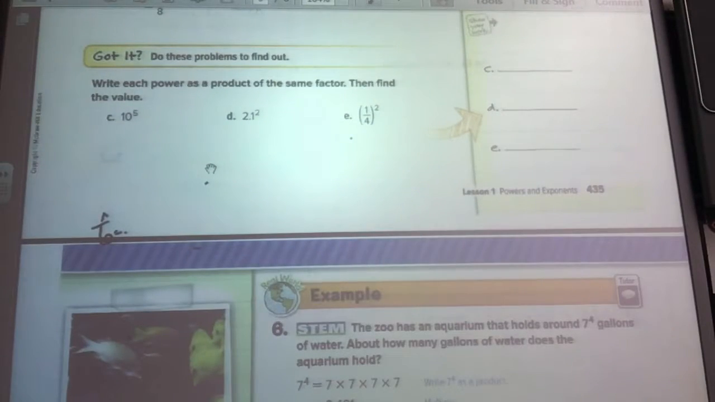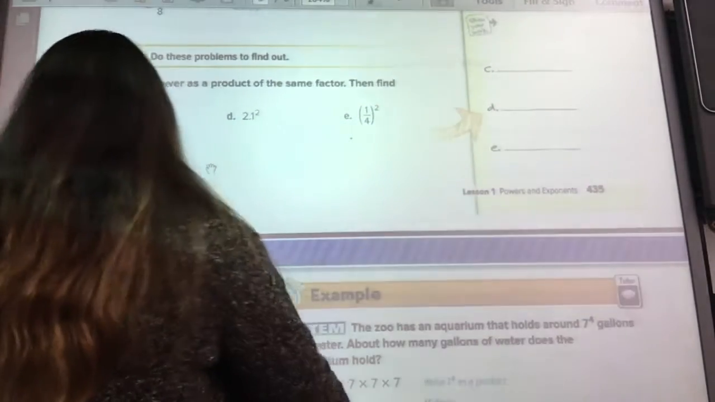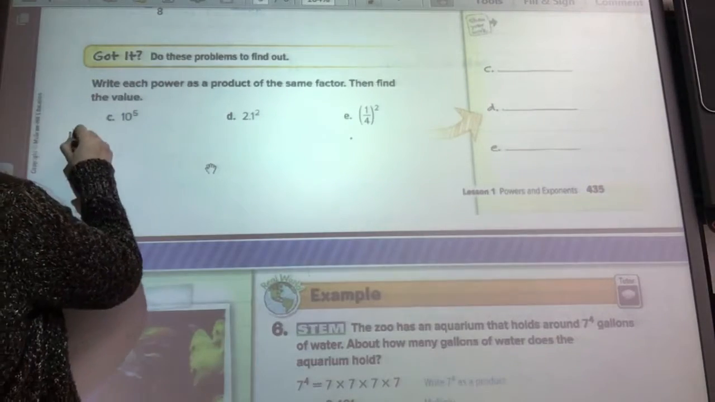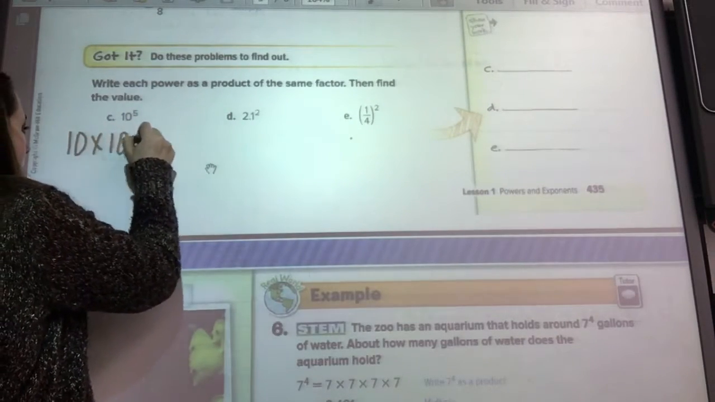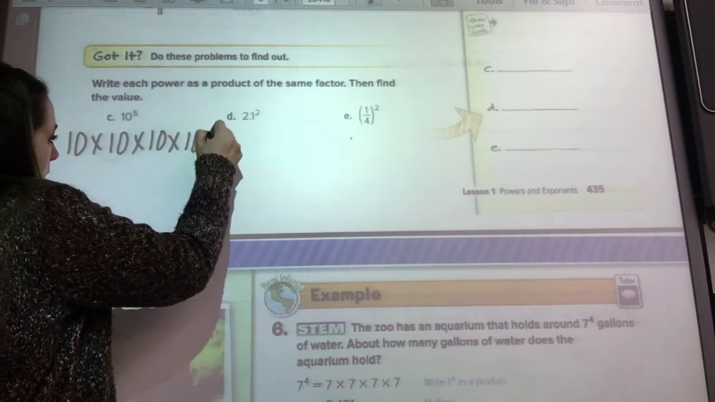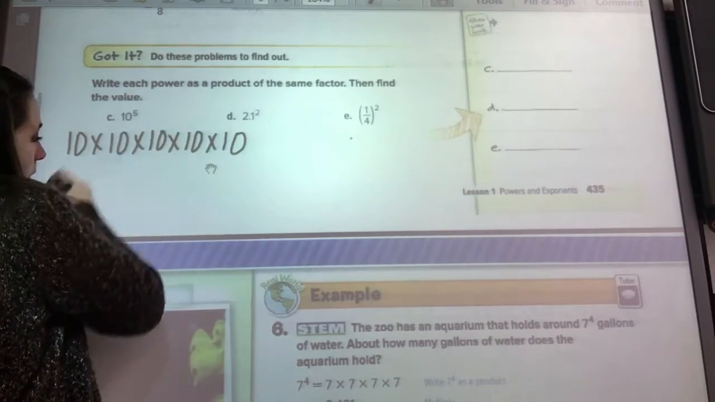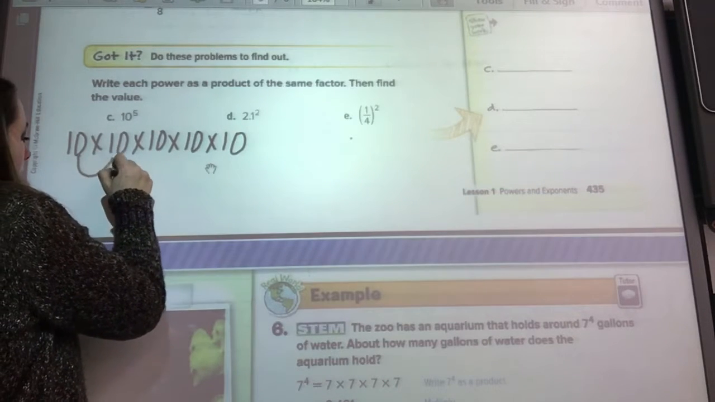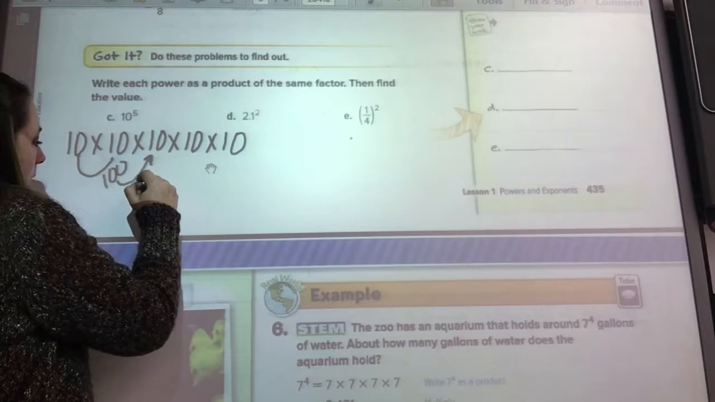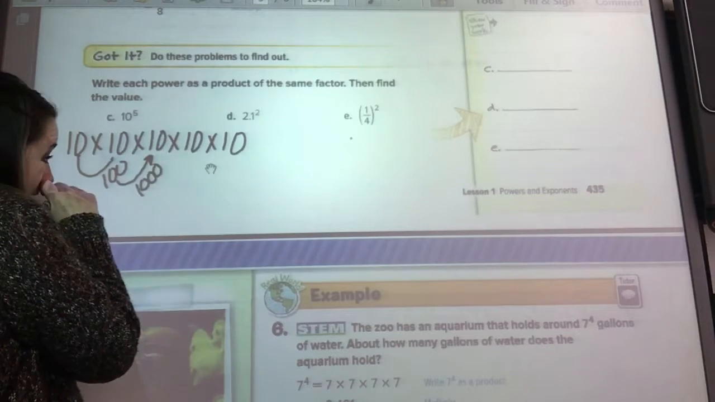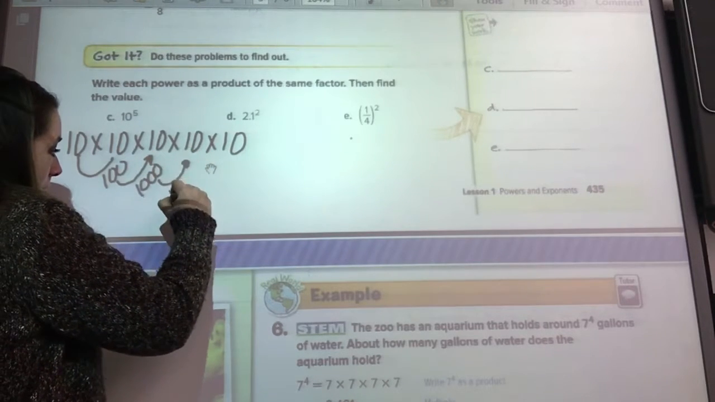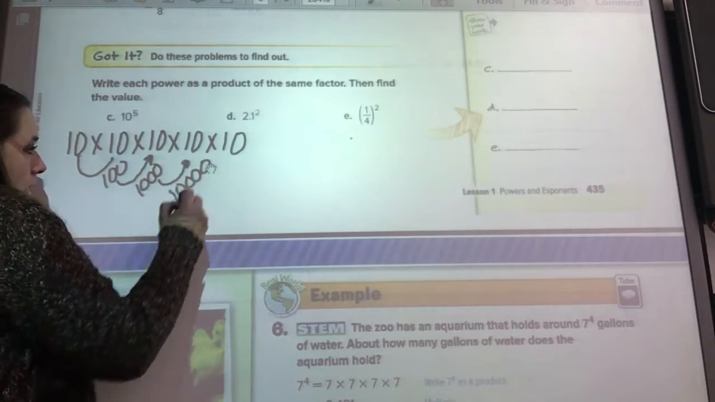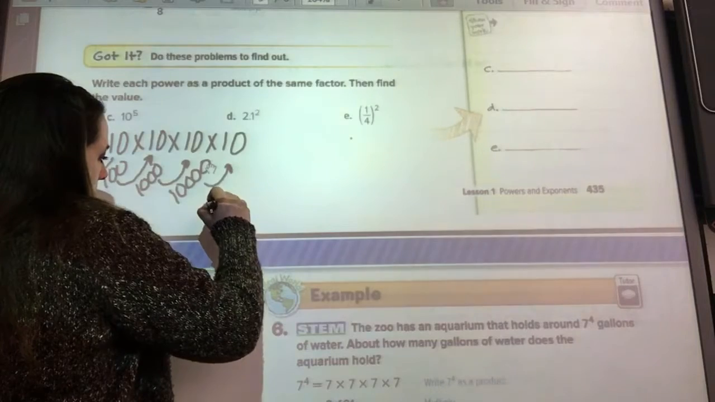Okay, so now they want us to do some practice here. And they want us to write 10 to the 5th power. So you're going to write 10 times 10 times 10 times 10 times 10. Okay? 10 times 10 is 100. 100 times 10, all you gotta do is add a 0. Times 10 again, add another 0, so now we got 4 zeros. Times 10 again, you're gonna add another 0.